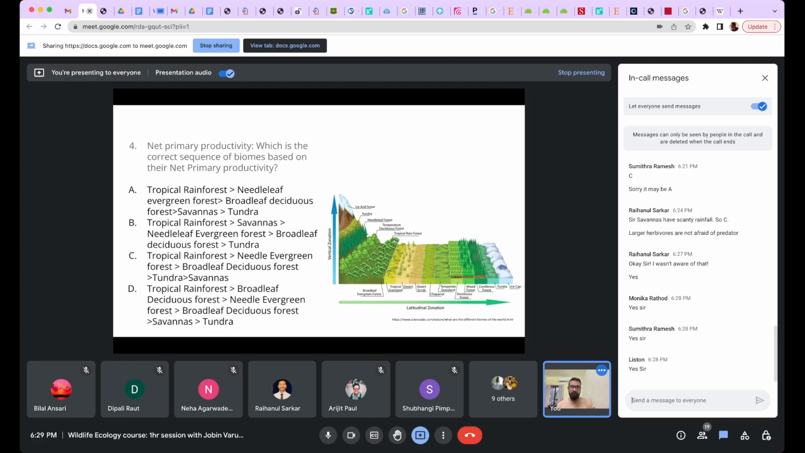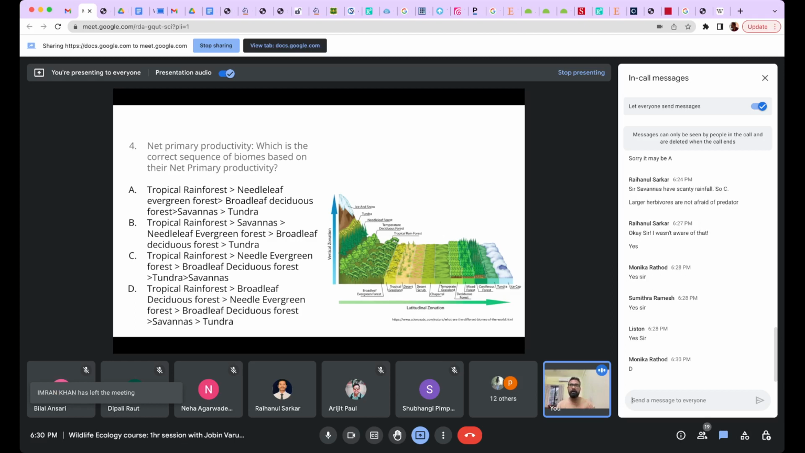So basically, I am asking, based on the net primary productivity, what is the sequence? Is tropical rainforest greater than needle leaf evergreen forest, greater than broadleaf deciduous forest, greater than savannas, greater than tundra, or the other options that you see? What is the sequence of net primary productivity in the order of higher to lower?